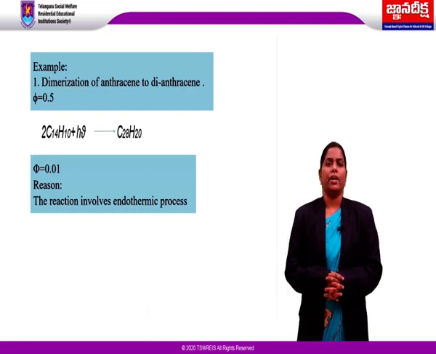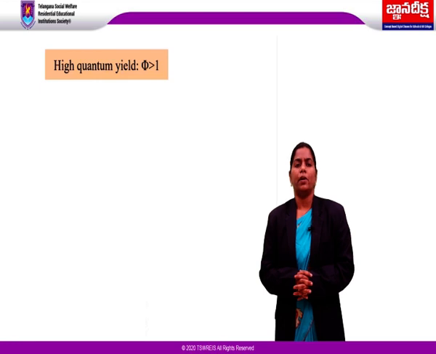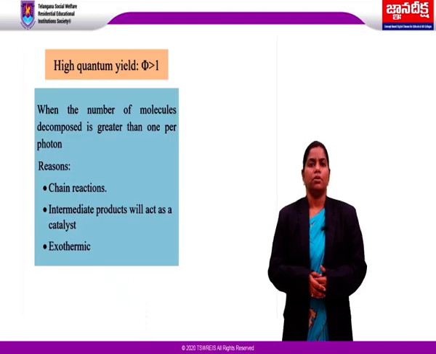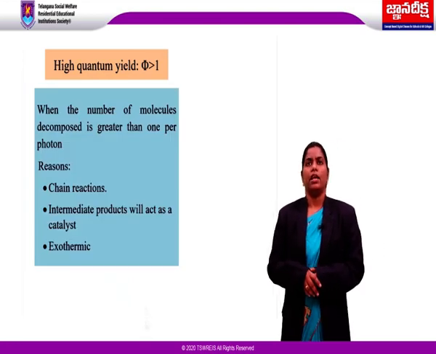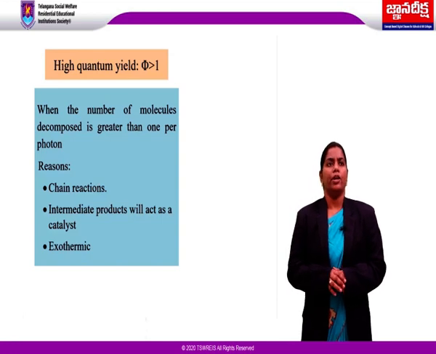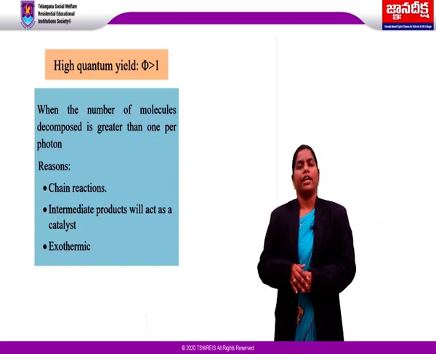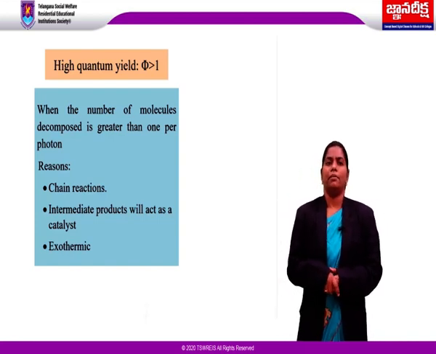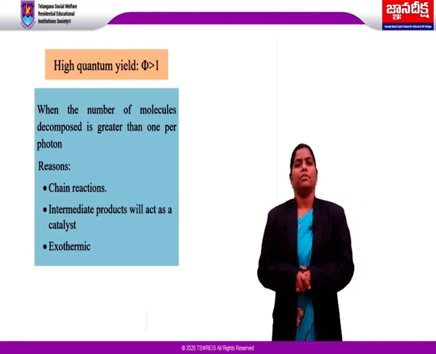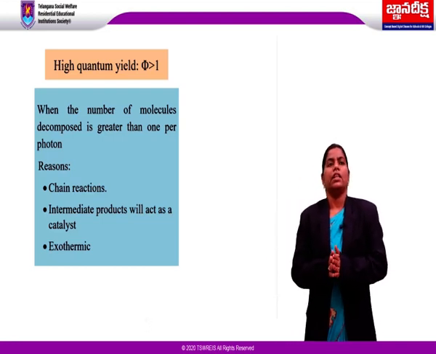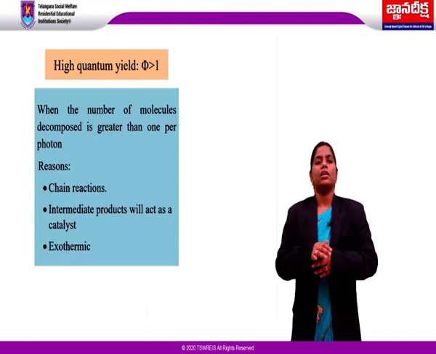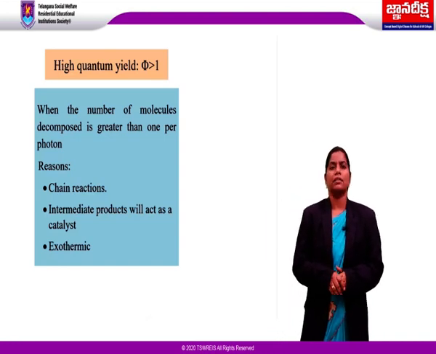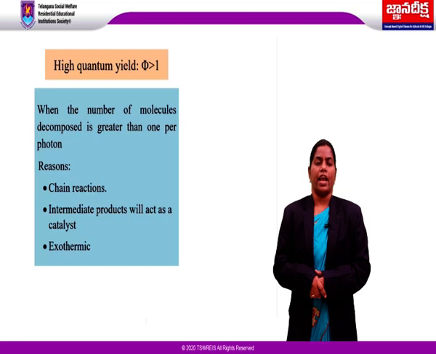Next is high quantum yield. A reaction has high quantum yield when the number of molecules decomposed is greater than 1 per photon. That means when only 1 photon is absorbed, so many molecules are successfully converted into products. The reasons for this may be chain reactions, or sometimes the reactions are exothermic, meaning heat is evolved in a particular step, and the formation of intermediate products acts as a catalyst for the next step of the reaction.